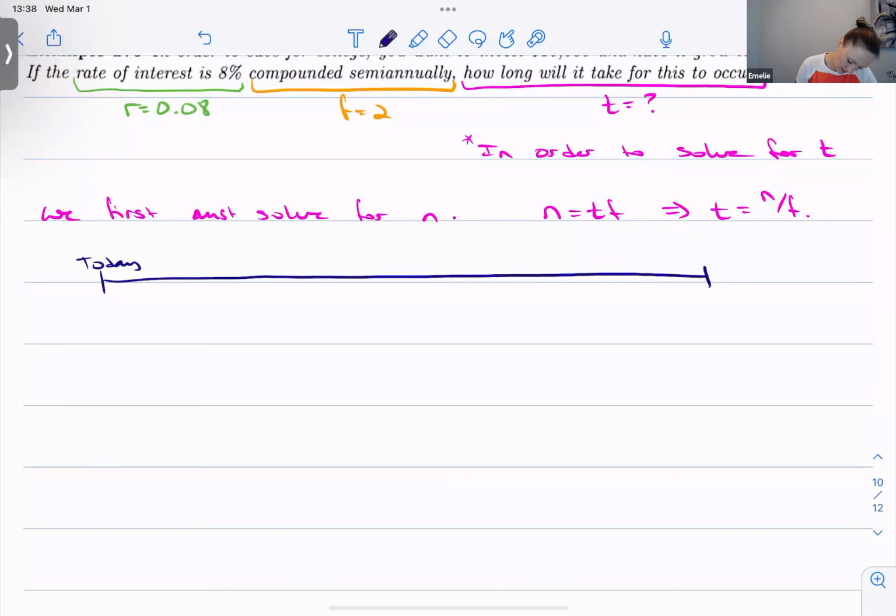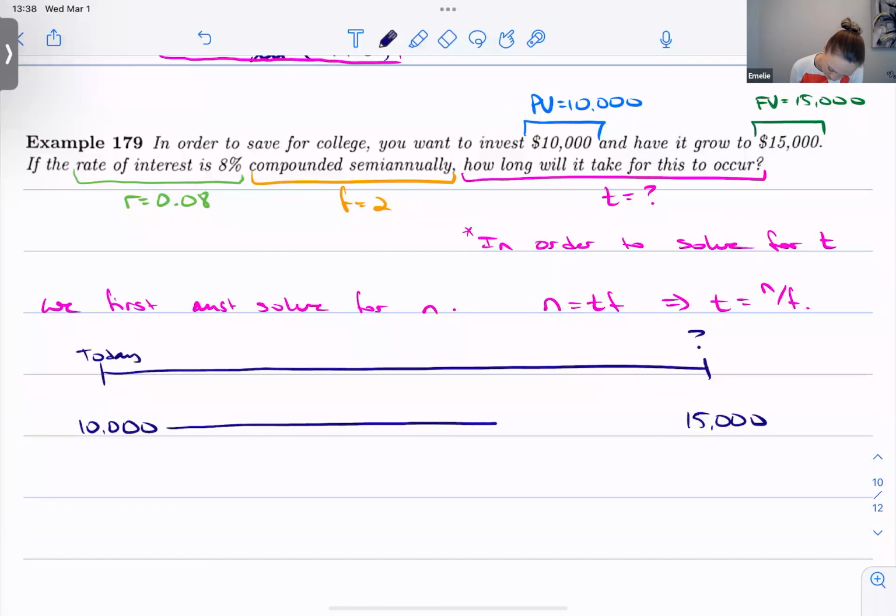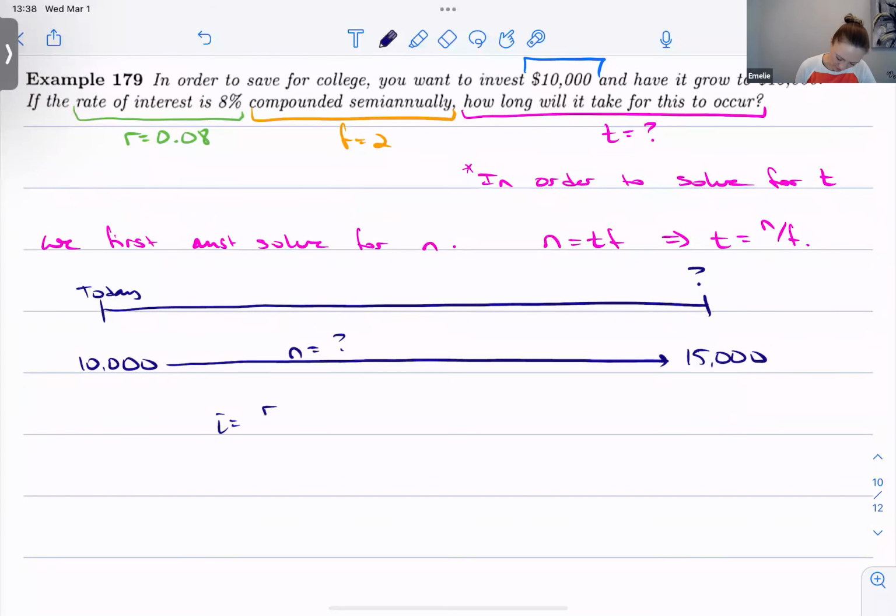So let's say today you have $10,000, and in some unknown amount of time, it has to grow to $15,000. So we're forcing that. That's going to take some number of compoundings, where it's compounded semi-annually. We can solve for i. i is r over f, which is 0.08 divided by 2, which is 0.04.